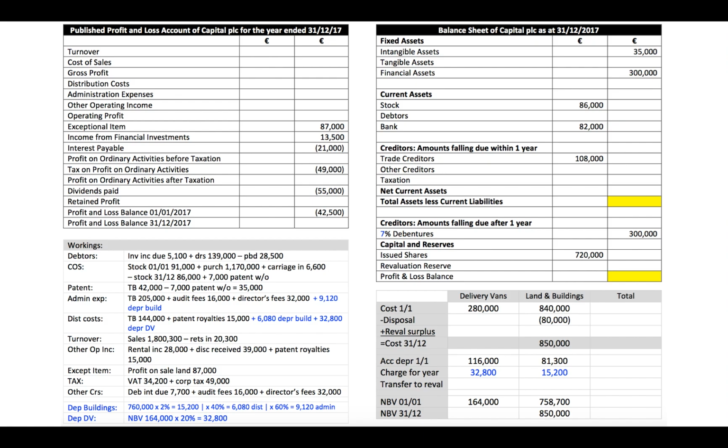So therefore, net book value 164,000. So 164,000 by 20% is 32,800 euro. And that goes straight into distribution costs, 32,800 euro there. Now, then you're going to put that into your tangible fixed assets working. So your charge for the year for delivery vans, 32,800, and then your charge for your buildings, 15,200. So that is that adjustment done.